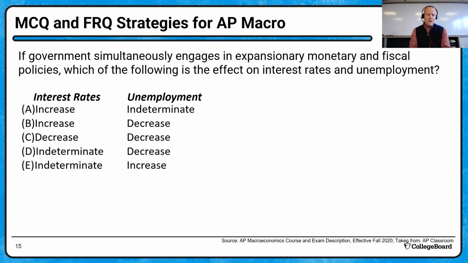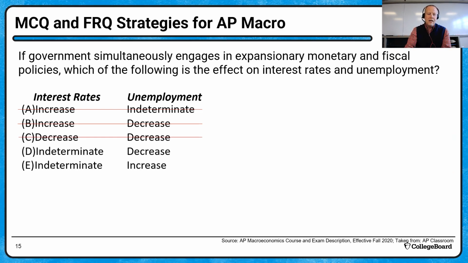So looking at that first column, the column for interest rates, right off the bat, I can eliminate A, I can eliminate B, I can eliminate C, because I just don't know. Interest rates are indeterminate because you have contradictory effects on the fiscal and monetary policy side. Okay, now it's 50-50. Which one is correct? I know the interest rates are indeterminate. What's going to happen to unemployment?